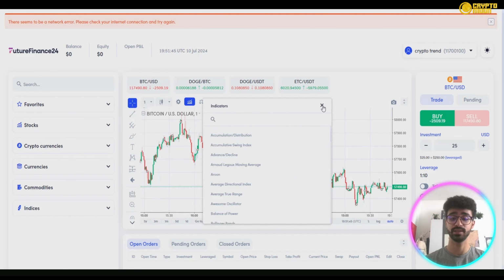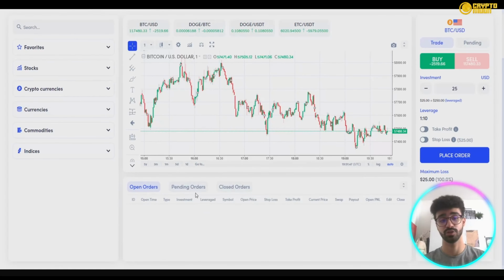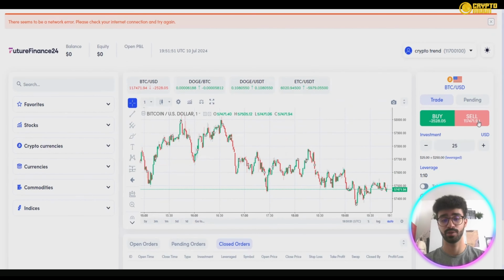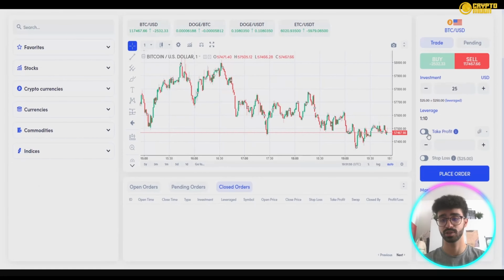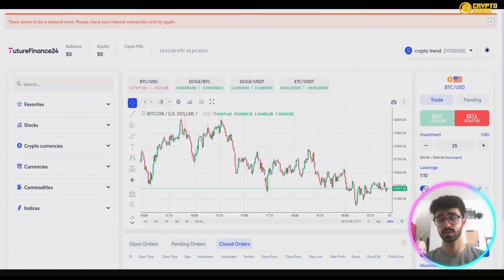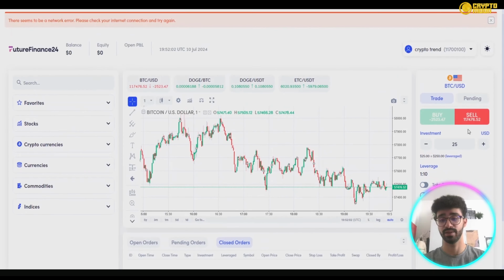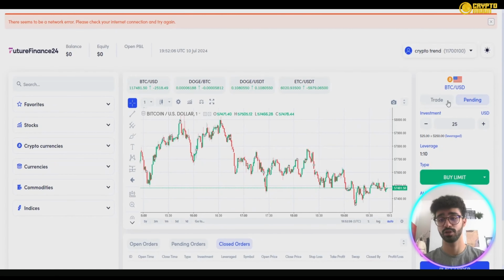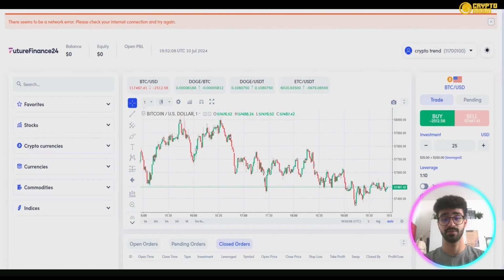So here you can be finding all different technical indicators that will be helping you to do orders. Of course, down there is the open orders, pending orders, and closed orders, and on the right you could be just customizing your order details from take profit, stop loss, selling, buying, and the investment amount. Of course, this is the pending section where you could be buying for a specific price.